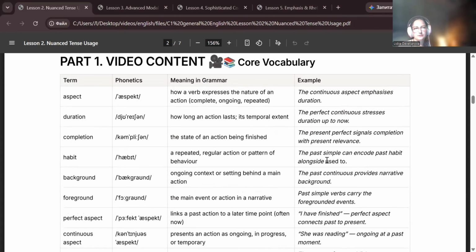Let's start with some core vocabulary. Aspect. How a verb expresses the nature of an action. The continuous aspect emphasizes duration. Duration. How long an action lasts, its temporal extent. The perfect continuous stresses duration up to now. Completion. The state of an action being finished. The present perfect signals completion with present relevance. Habit. A repeated, regular action or pattern of behavior. The past continuous provides narrative background.